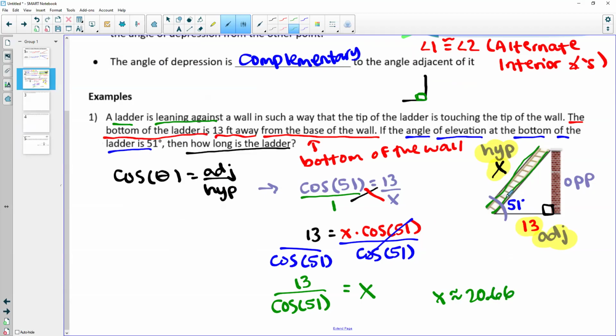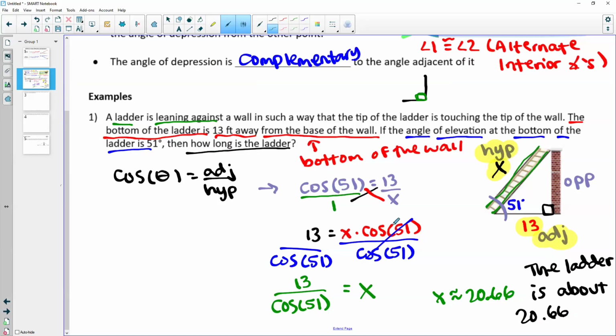That is our value for x. And to answer the question, how long is the ladder? We're going to write a complete sentence here. The ladder is about 20.66. And then we want to check the units.